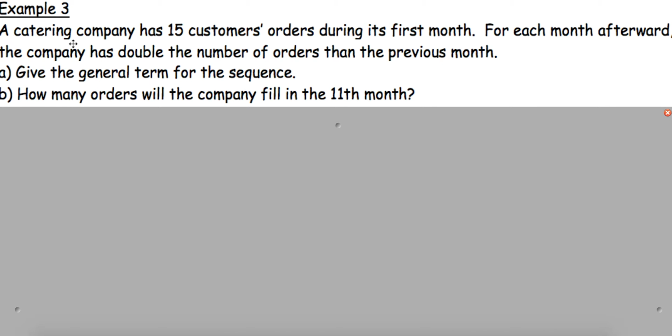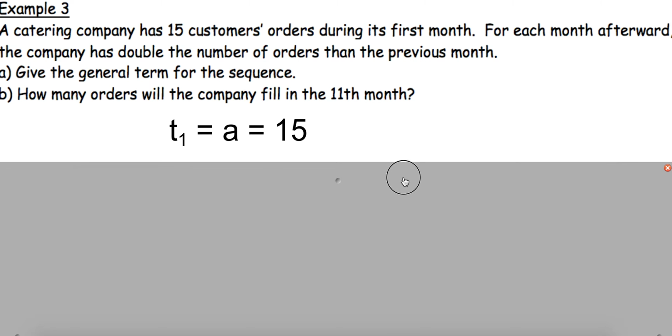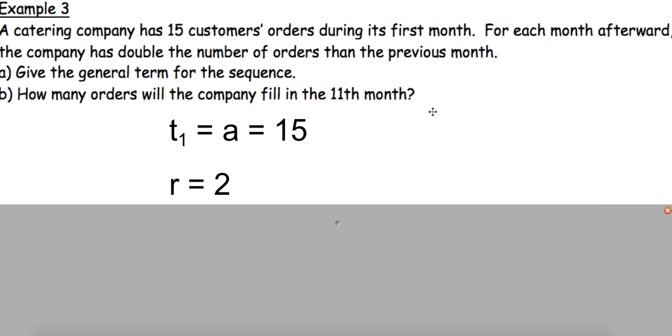Next example, we've got a catering company that has 15 customers during its first month. Afterward, the number doubles. So if we're doubling, that's got to be a multiplication, times 2. So I know my R value is going to be there, not a D value. So this is geometric. When we're looking at that, our T1 is going to actually be our A value. Remember, A is always your first term. So 15 customers during the first month. Afterward, we double every month. So our R value is going to be equal to 2.